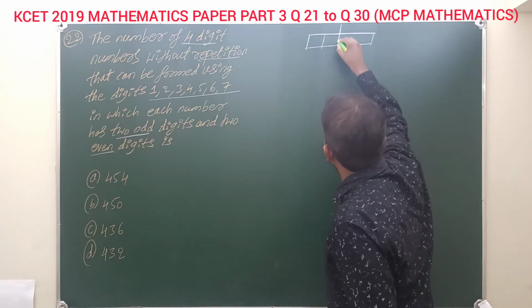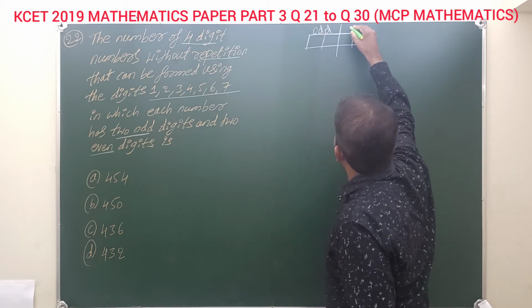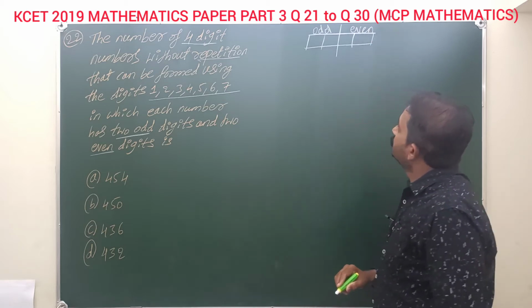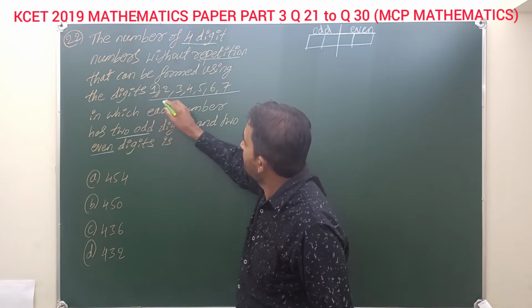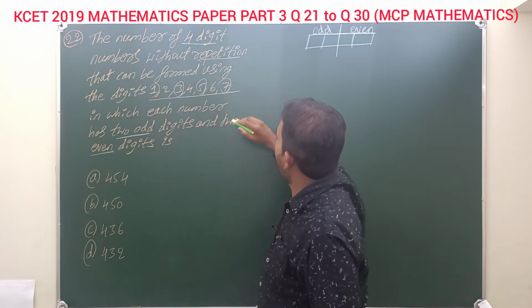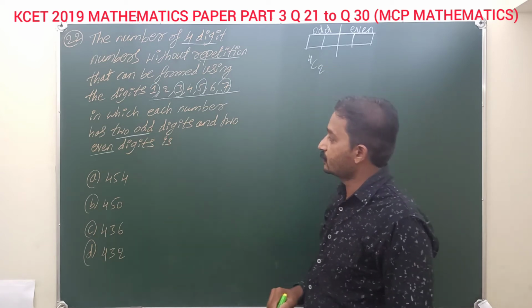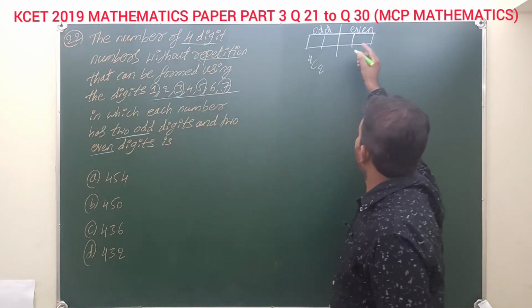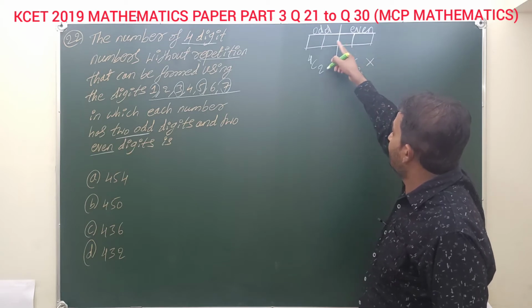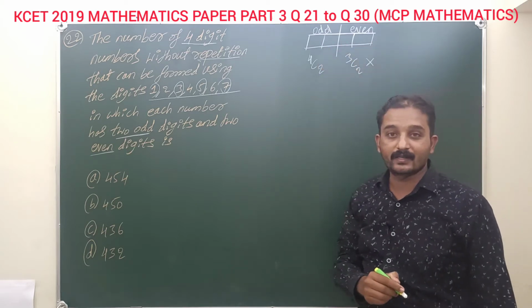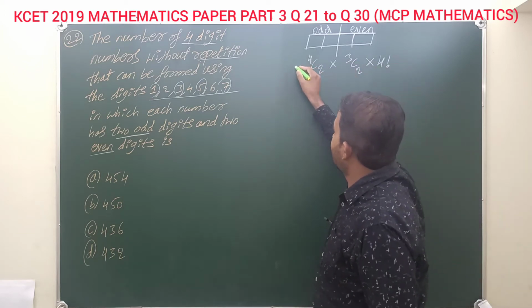4 places are there. 2 belong to the odd, 2 belong to the even. Here in this case odd numbers are 1, 3, 5, 7. 4 odd numbers are there. You can choose 2 odd numbers in 4C2 ways. Of the remaining 3 even numbers, you can choose 2 even numbers in 3C2 ways, and then arrange 2 plus 2, 4 numbers, in 4 factorial ways. So by using the multiplication theorem rule, this is the required answer.